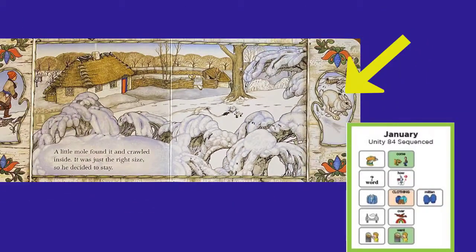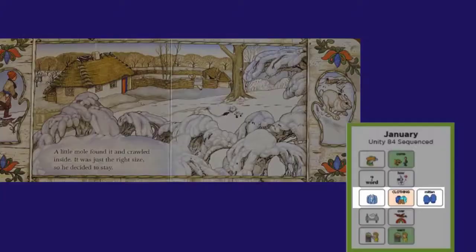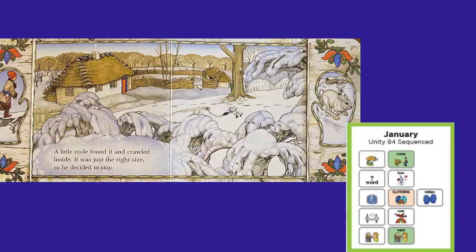Here's the clue about what's going to happen on the next page. I see a rabbit. It looks like the rabbit wants to come into the mitten too. I wonder why he wants to come in the mitten.